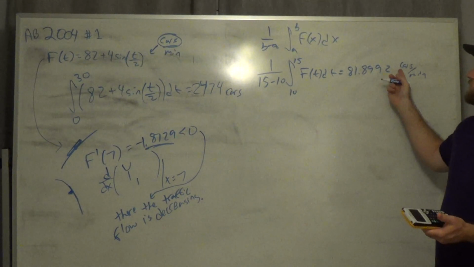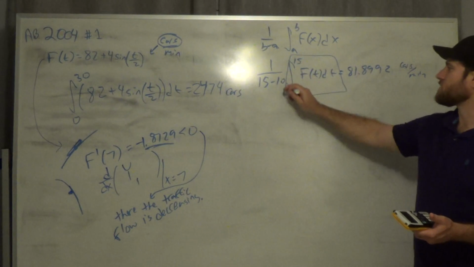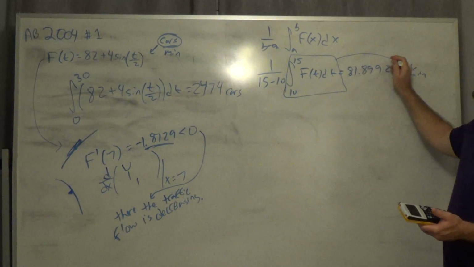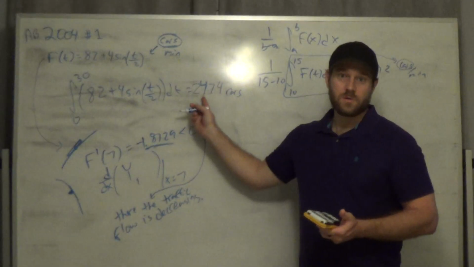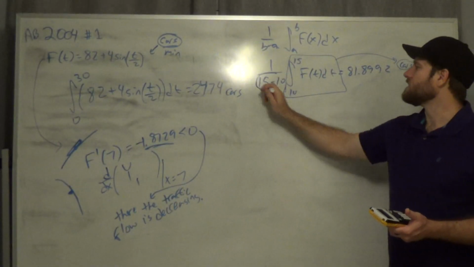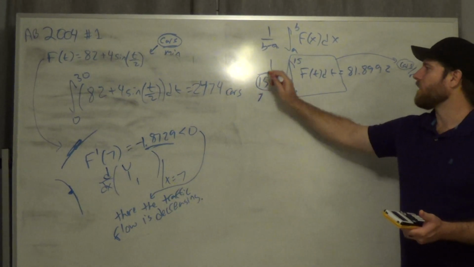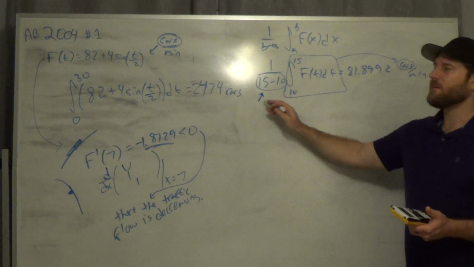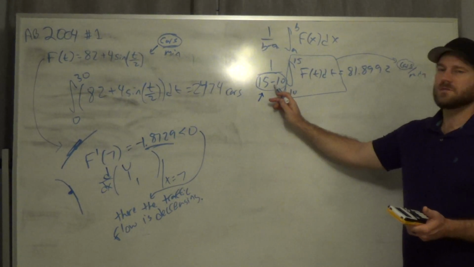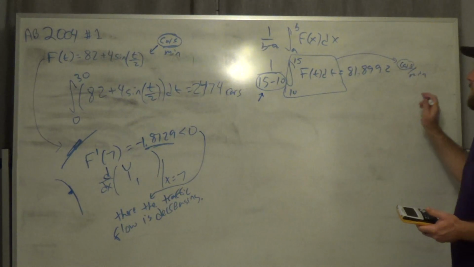Another reason why it's cars per minute: if we just looked at this piece right here, this piece tells us cars, just like integrating gave us cars. And then this means we are dividing by 1 over, this number's on the bottom, we're dividing by these, and 15 and 10 are time units. So this was cars, this is divided by time, cars divided by time, cars per minute.